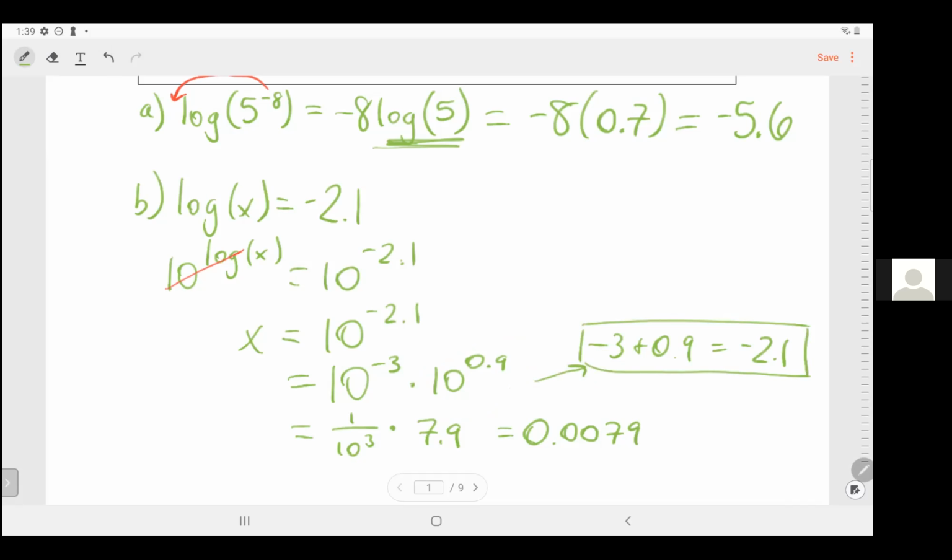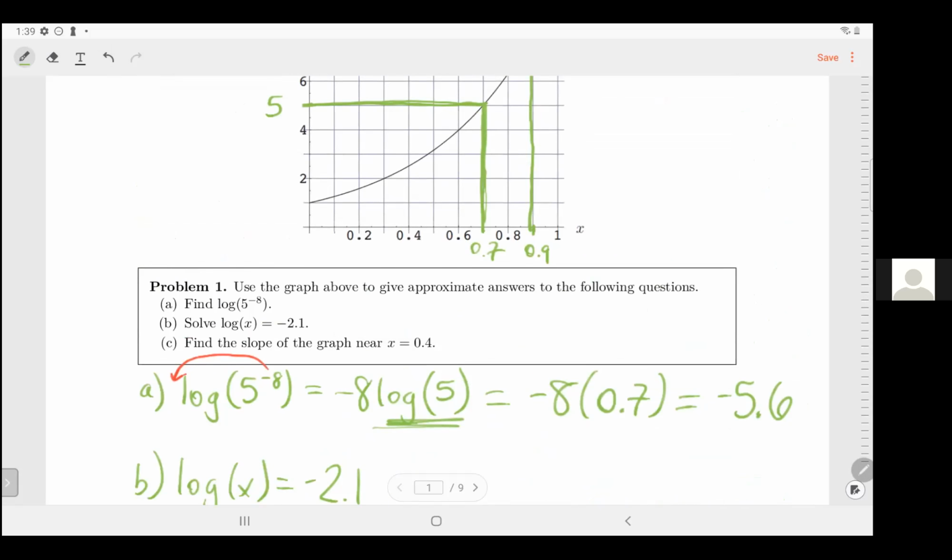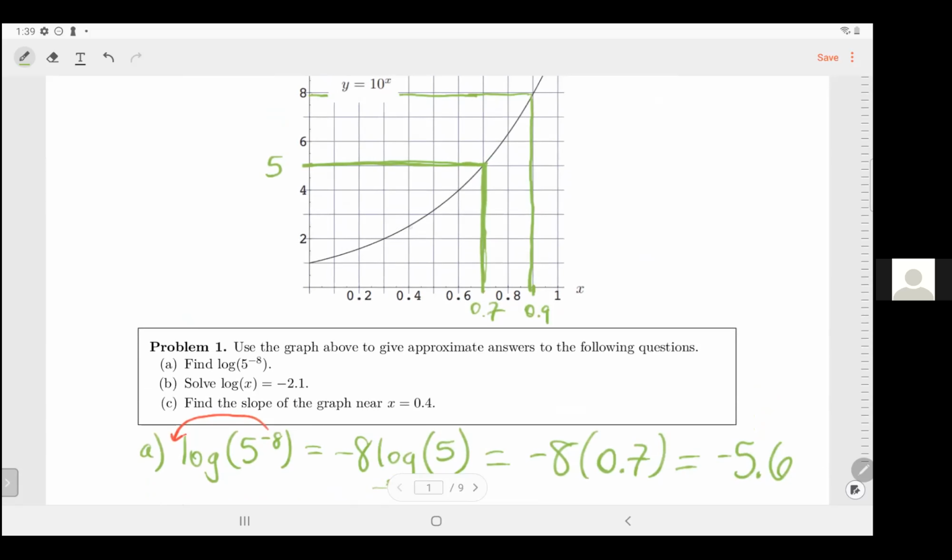All right, cool. And then let's think about part C. Okay, so part C, find the slope of the graph near x equals 0.4. Okay, so x equals 0.4. Trying to find the slope at that point, but I can't do that exactly. If I knew how to take the derivative of 10 to the x, I could, but we only know the derivative of e to the x.